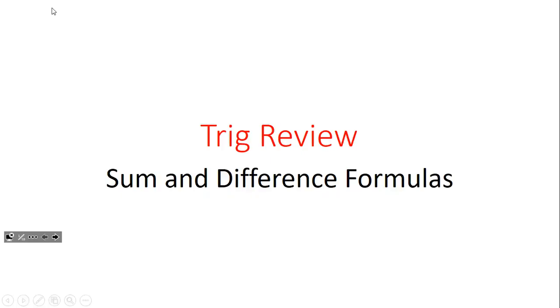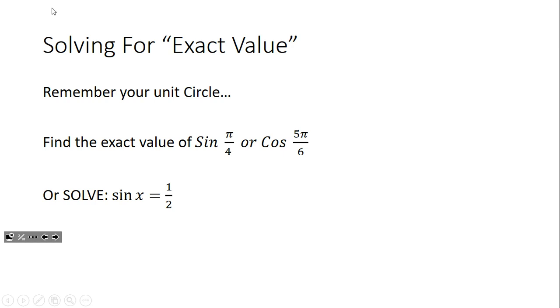Okay, welcome Math 31s. Today we're going to do trig review. We're going to do it not just sum and difference, but we're going to do all the different types of trig identities that you guys learned in Math 30. So remember something from our unit circle.